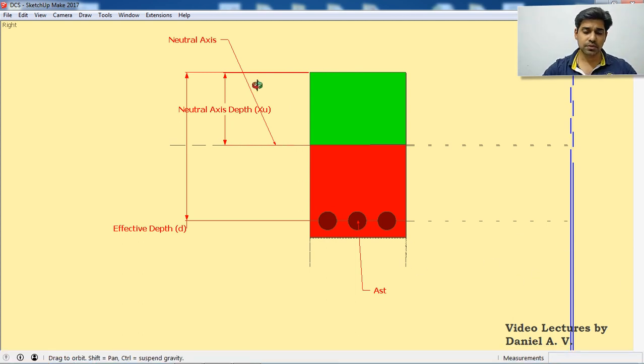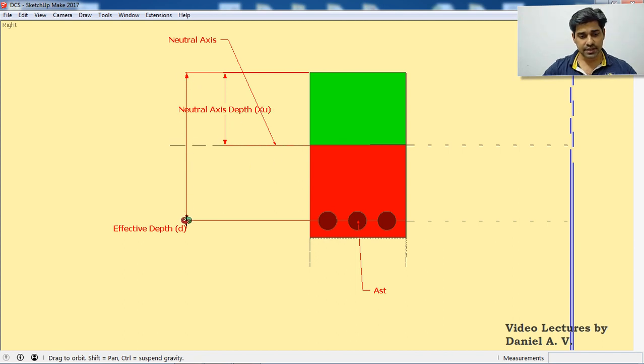So I will just introduce you to the different portions. One is this green zone, which is the zone under compression. This red zone is the zone under tension, and you have the steel represented. The area of steel is taken as Ast. The depth from the top fiber, which is under compression, to the fiber which is not undergoing tension or compression is called the neutral axis depth, normally represented by Xu.